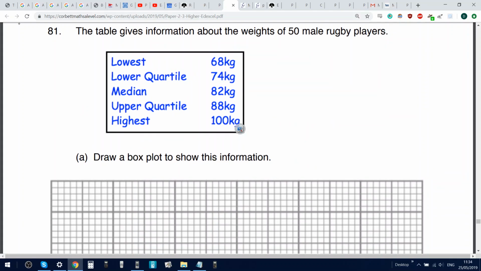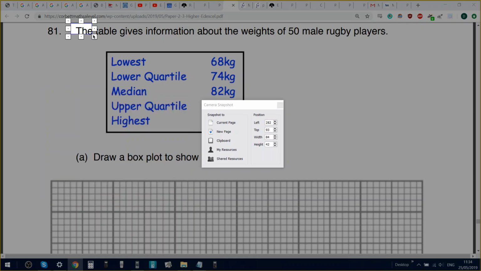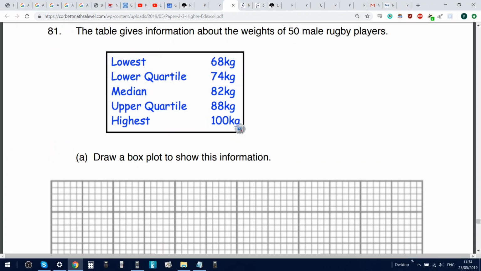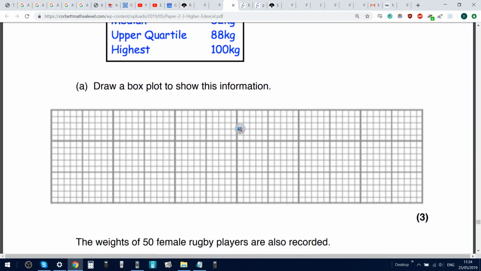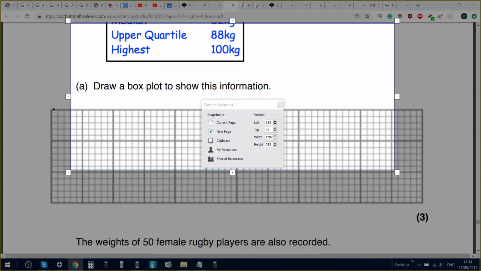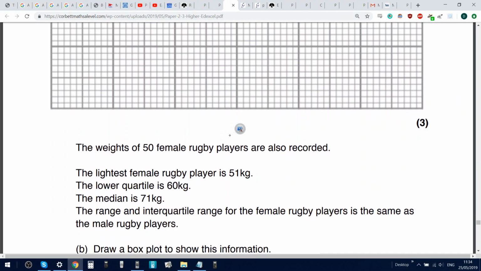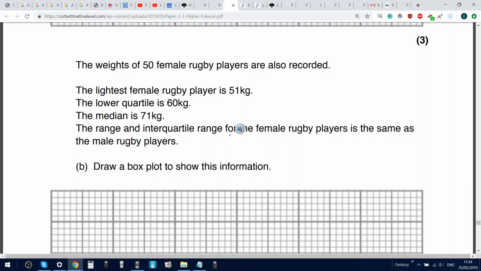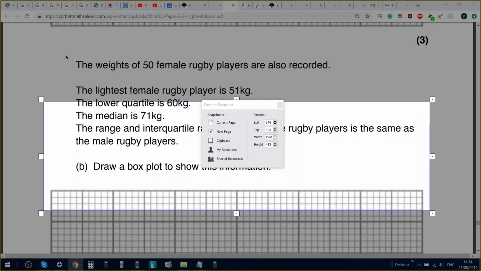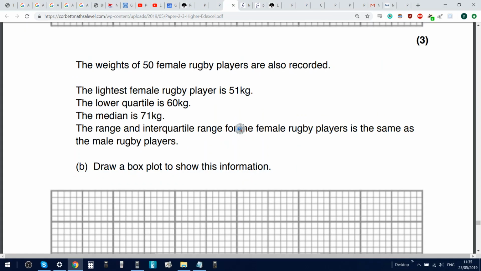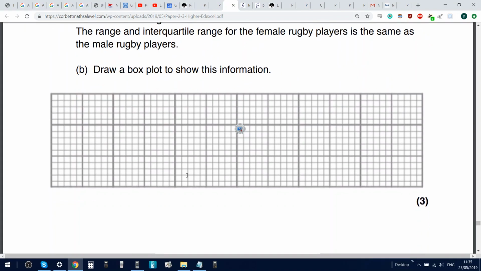How do you draw a box plot? You do the lowest and the highest. There's 2 lines. Then you put the lower quartile and upper quartile, and you join the two closest lines to the left and the 2 closest lines to the right. Then you do the median, and you make a box between the lowest, the median, and the highest quartile.